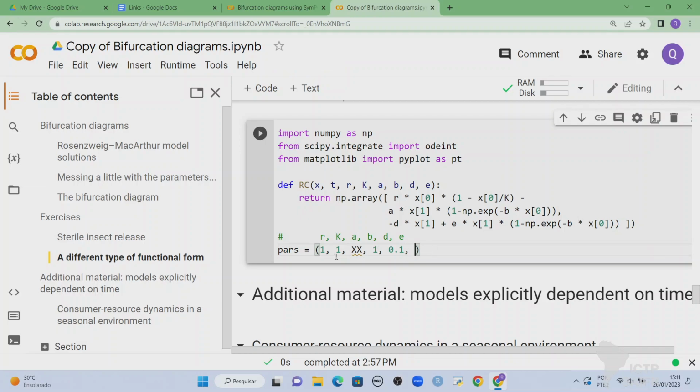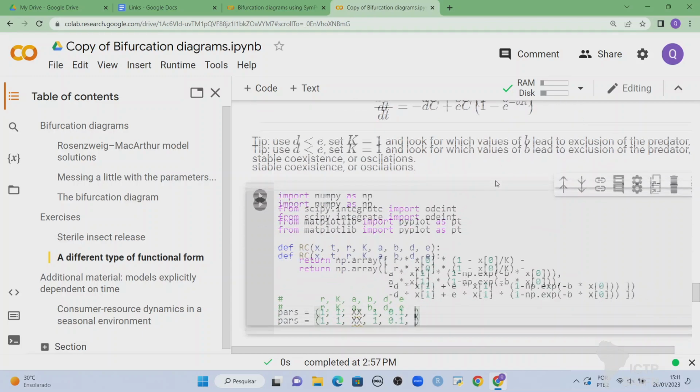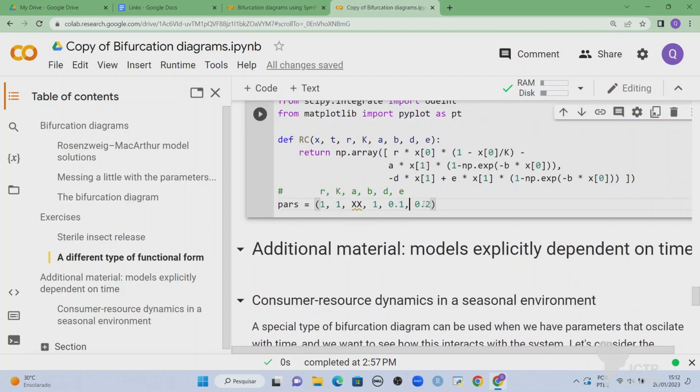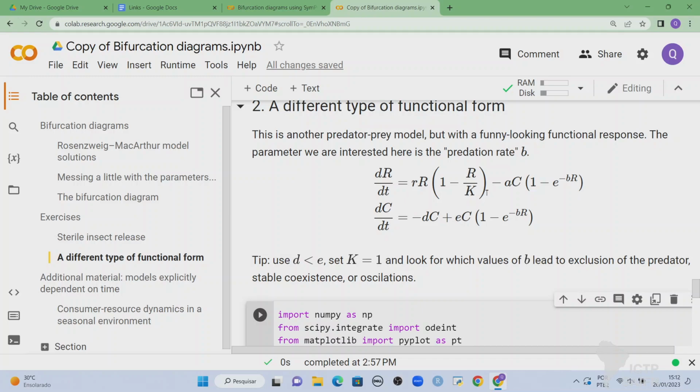Okay, and now E, I just know that E has to be larger than D, right? So let's put it maybe at 0.2, okay? So the maximum growth rate of the consumer is double its death rate. Something like that. It's larger, but okay, for now, this is it. So now since I just set E to 0.2, now I can think of A in terms of E, okay?